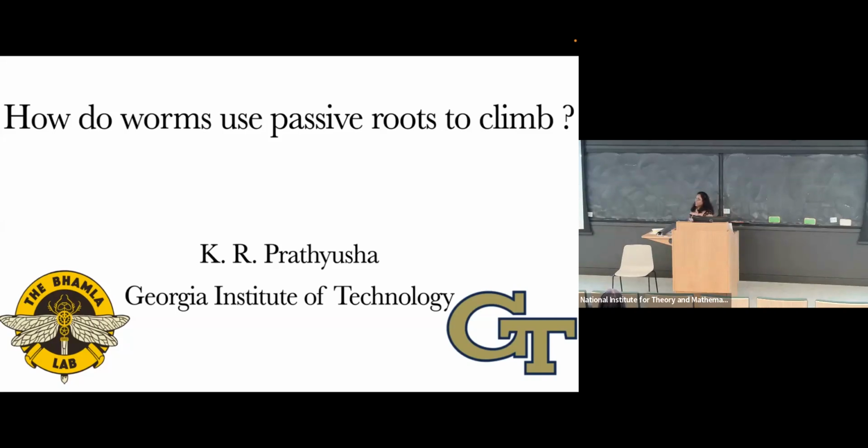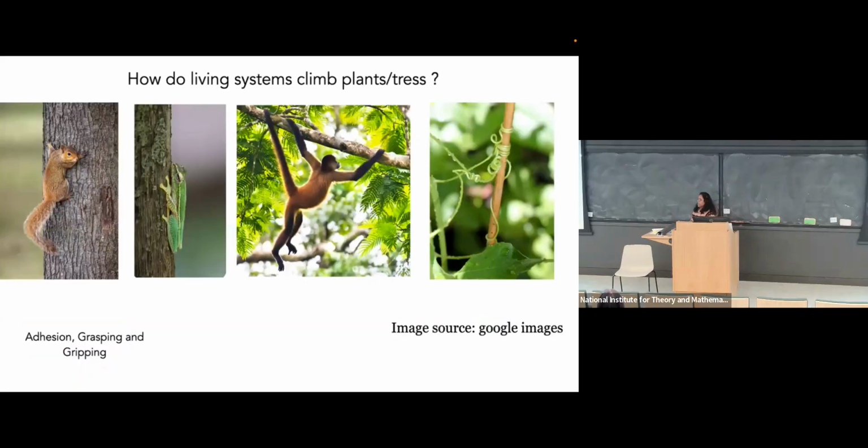So today I'll be talking about how worms can use tangling ability to climb roots. When we think about climbing in a living system, we think about lizards, monkeys, or vines. They use gripping, adhesion, or grasping. The peculiarity of this climbing is that they are active climbers, and they have certain active contact points like legs or hands to climb.